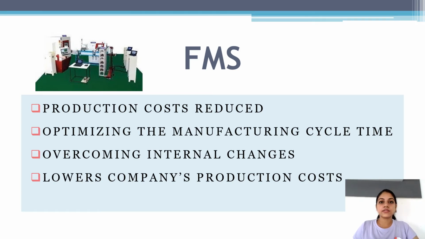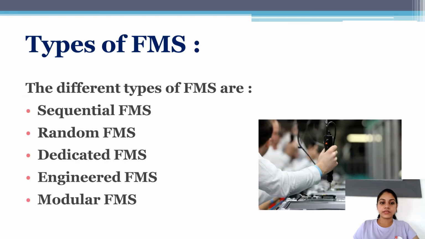This manufacturing system would help us look into both predicted and unpredicted changes that would happen in a production unit. So there is no wastage of time. There is no higher production cost, and also the production cost of the company will be lower. So this is all about FMS. So next are the types of FMS. These are the types of FMS, that is sequential, random, dedicated, engineering and modular.